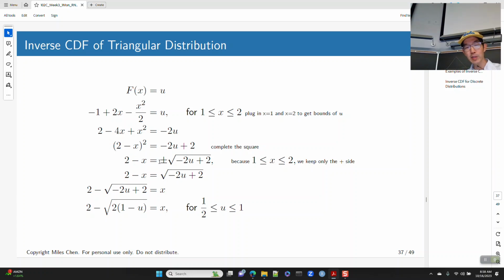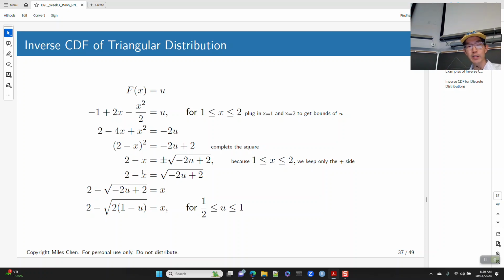I get 2 minus x is equal to plus or minus the square root of -2u plus 2. And again, we think about what values x can be. So x can be a value between 1 and 2. In our case, we want the positive side, because if I plug in 2, I will get 0. If I plug in 1, I will get 1. So this is entirely positive. But you might be in a situation where x evaluates to a value between say 3 and 4 or something like that. And in that case, the left-hand side will always be negative, 2 minus 3 or 2 minus 4 or something like that. Okay, so anyway, we do this.